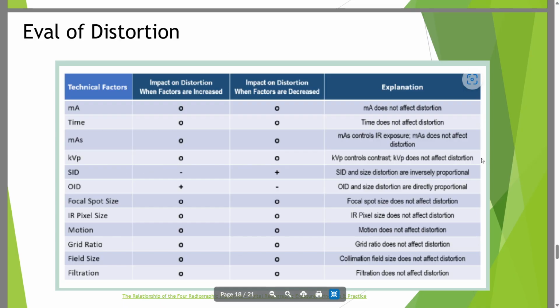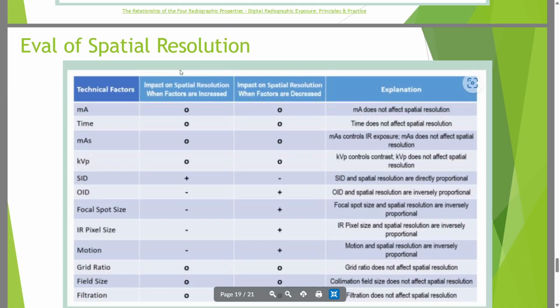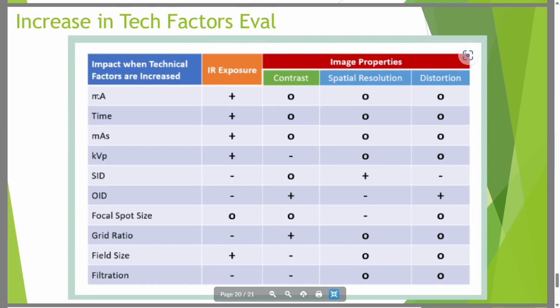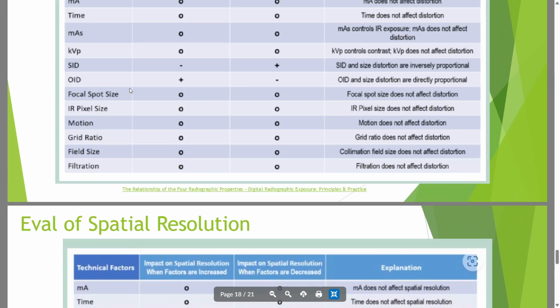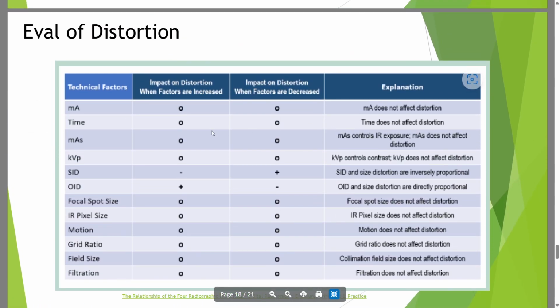Make sure you spend some time on these charts. They tell you in detail for distortion, spatial resolution, and technical factors, how they apply to different factors. Notice that all the ones that say 0 means that there's no effect. And if you just want a summary, all the verbiage is over on the side. But for distortion, the primary things that affect distortion are SID and OID. Nothing else really has an effect.